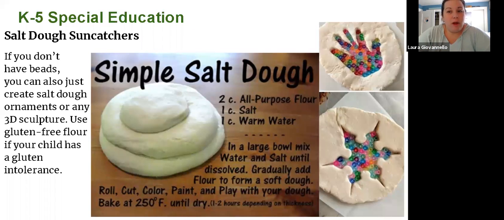And then my last project I have for you is anyone in K-5 or anyone in special ed can do this project. It is using salt dough. So salt dough is actually really easy to make. You just need 2 cups of flour, 1 cup of salt, and 1 cup of warm water. If you want to make less of it, you can just divide this recipe in half. So it'll be 1 cup of flour, a 1/2 cup of salt, and a 1/2 cup of warm water, and then you don't have as much.